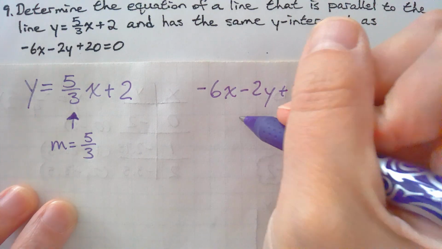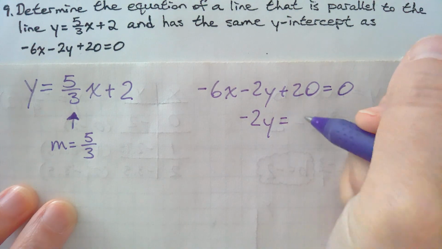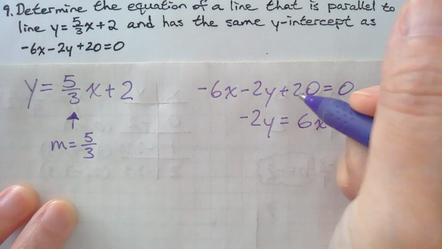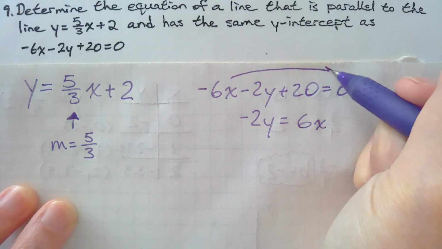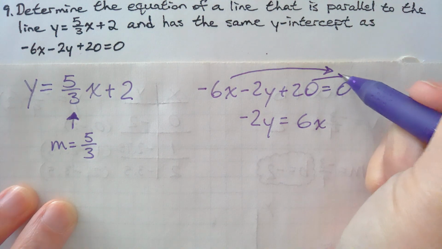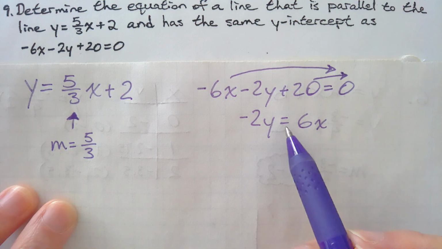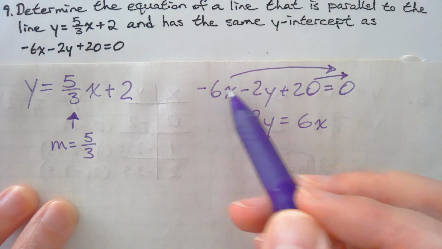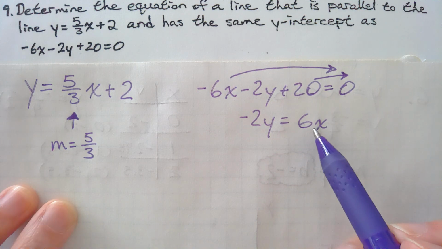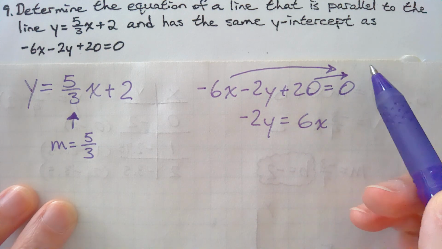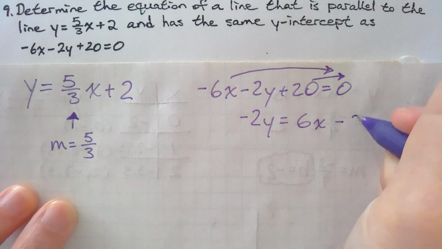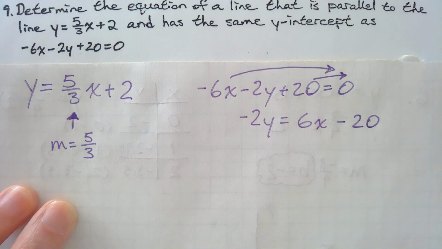-2y equals 6x plus 20. Oh, very close. Okay, you're right. I want to move the other two terms over to the other side because I want y equal only. So I have to move that -6x over. It becomes 6x. What about when I move that 20 over? Negative, -20.